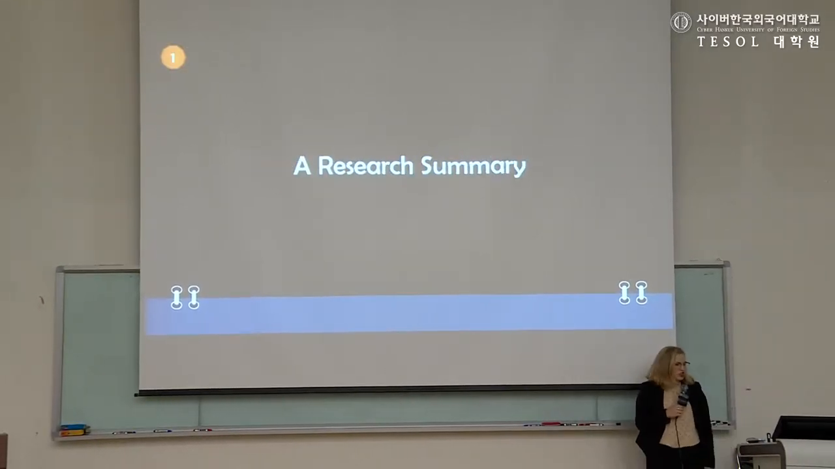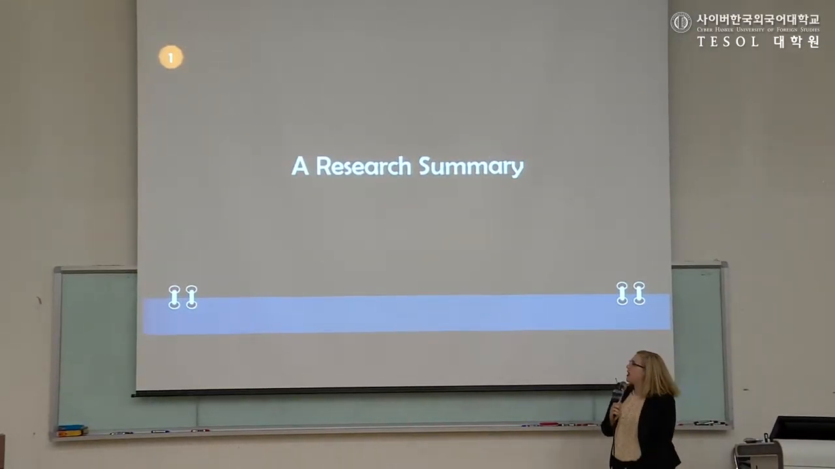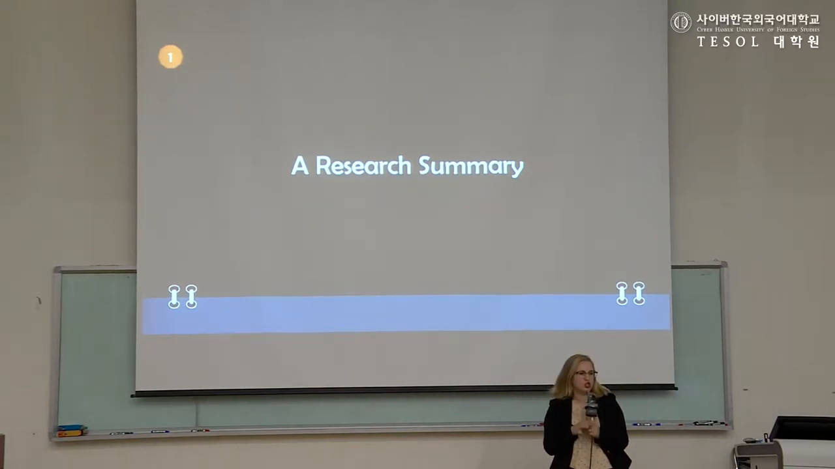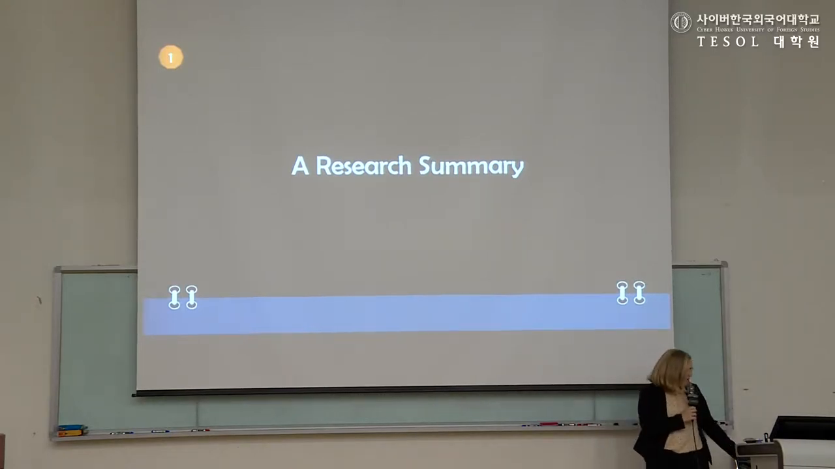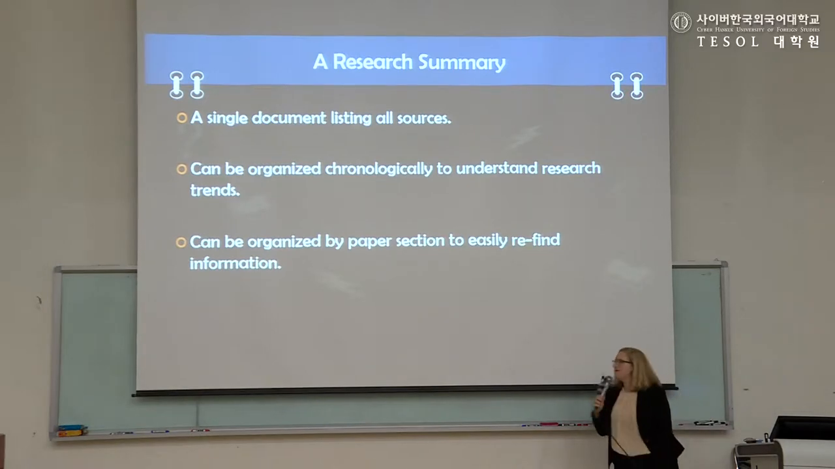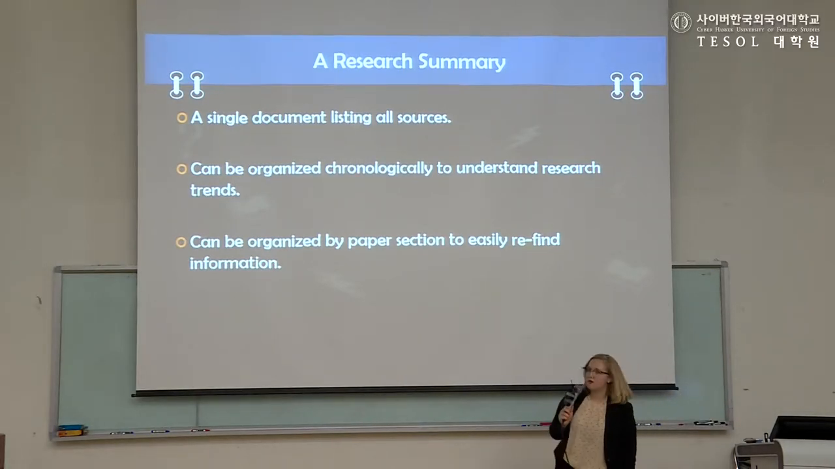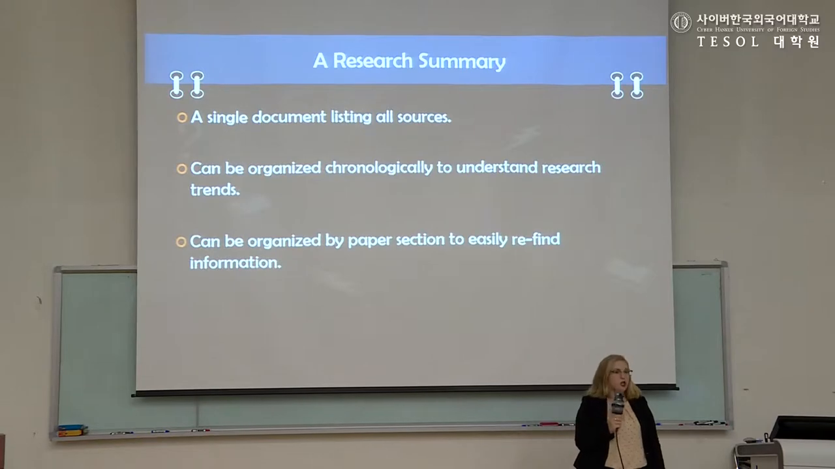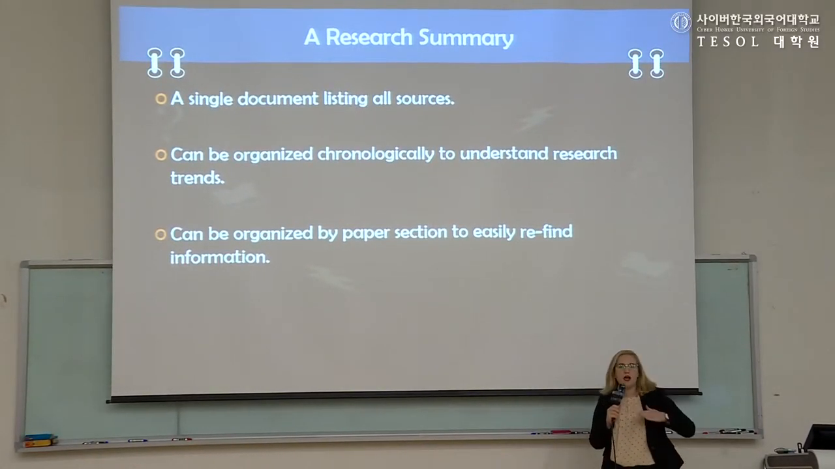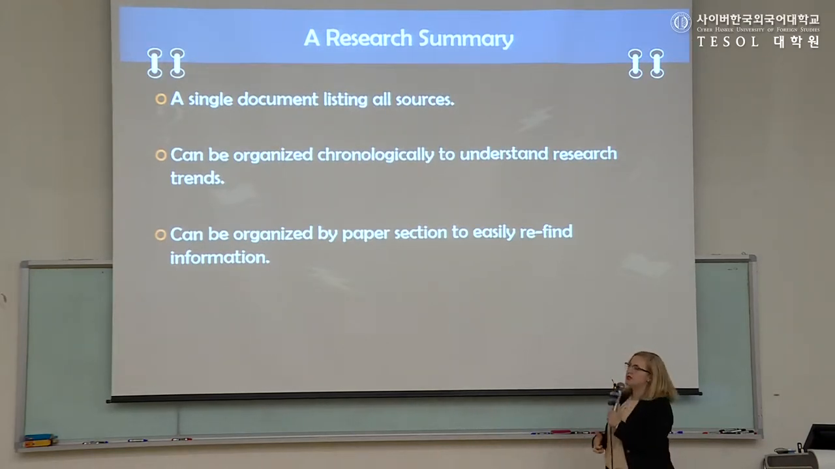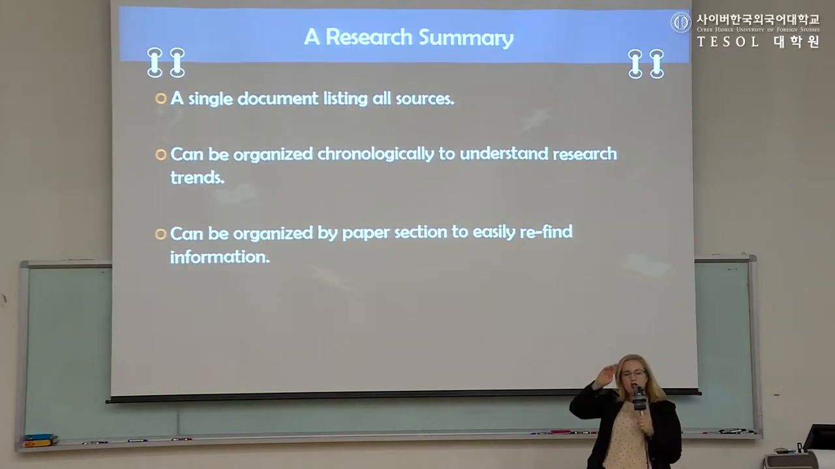Okay, so the first strategy you can use to organize your thoughts for a research paper is just a research summary. Has anyone written one of these before? No, okay, that's cool. I've written one, but you know, teach their own. So a research summary is basically a document. And in this document, you can organize your sources in whatever way you want. You can organize them chronologically, you can organize them by section of your paper, you can organize them by author.